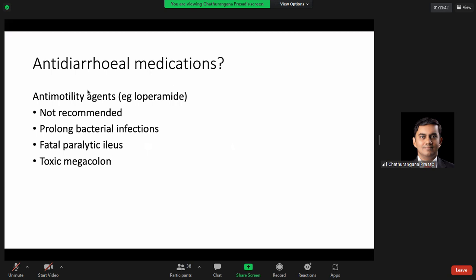For chronic diarrhea, yes, there's a place. If you get a patient with chronic diarrhea, you will find that sometimes we put them on drugs like loperamide, but not for acute diarrheas, especially acute infectious diarrheas.